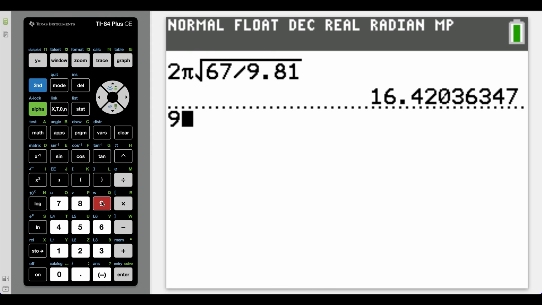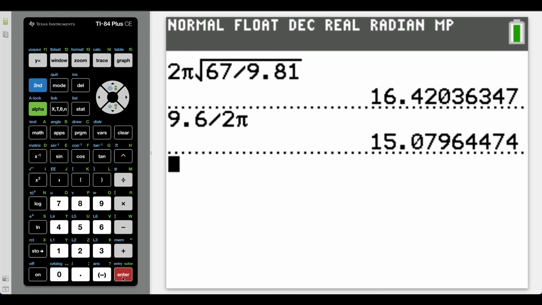Now, before we type this in, I just want to point out a common mistake. Please get out of the habit of writing expressions like this. Like if you were to write 9.6 divided by 2 pi like that, the problem with this is the calculator will do 9.6 divided by 2 and then multiply by pi. What you should be doing is you could put this as a fraction, 9.6, and then divide by 2 pi like this.